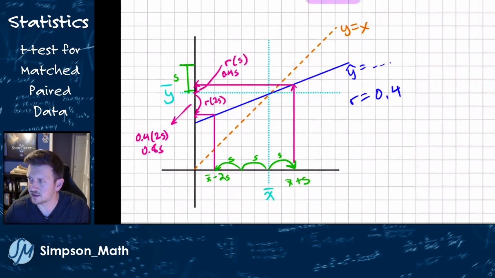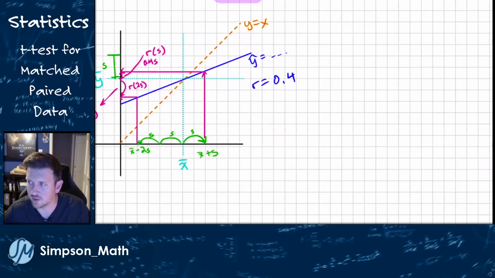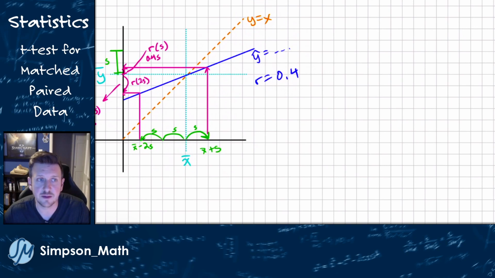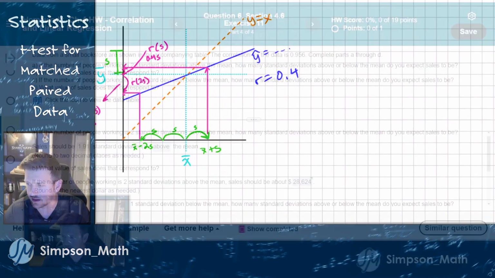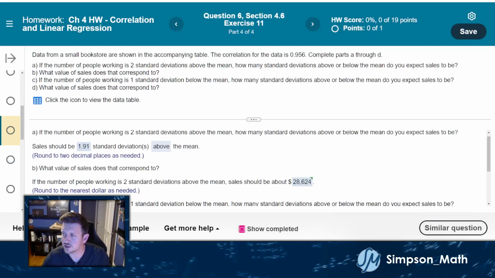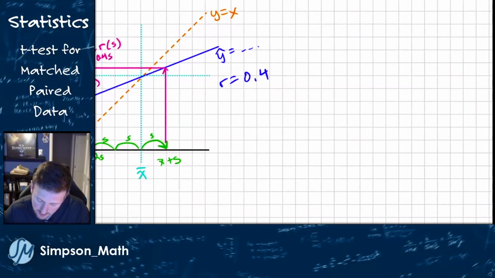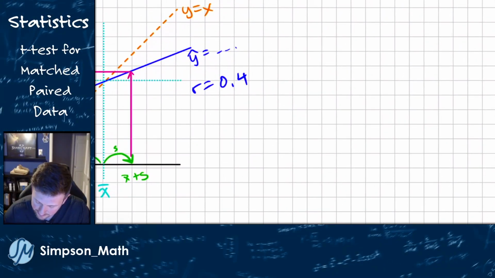All right, so now let's answer this question. If the number of people working is 2 standard deviations above the mean, how many standard deviations above or below the mean do we expect sales to be? The gist is, there's this formula. Our zy, the z-score of y, the number of standard deviations above or below the mean, we expect it to be r times zx.